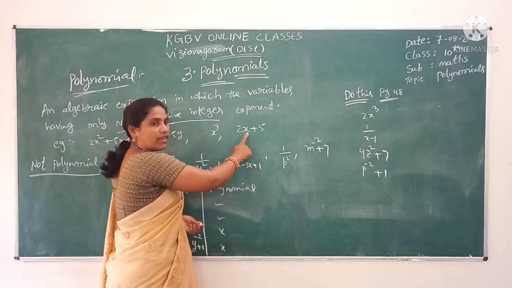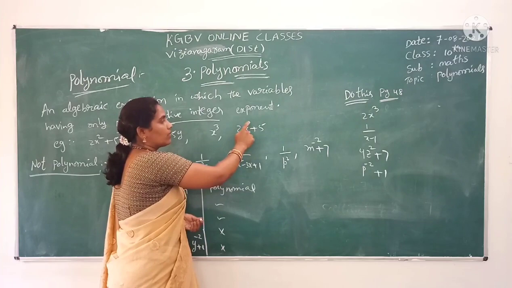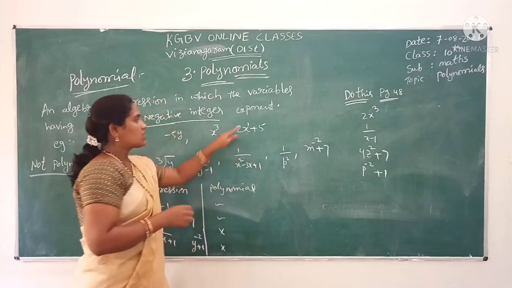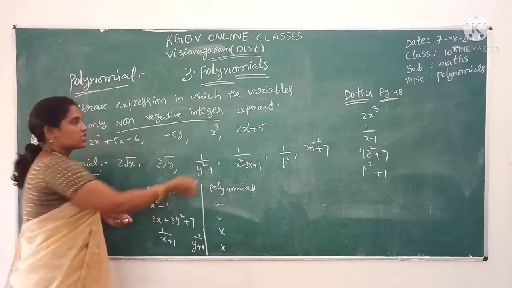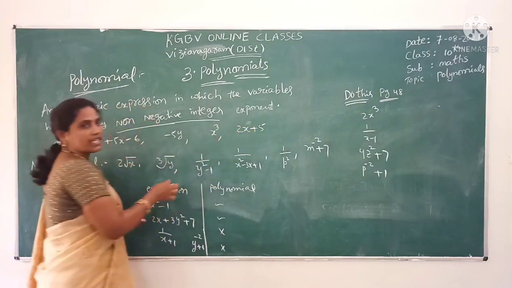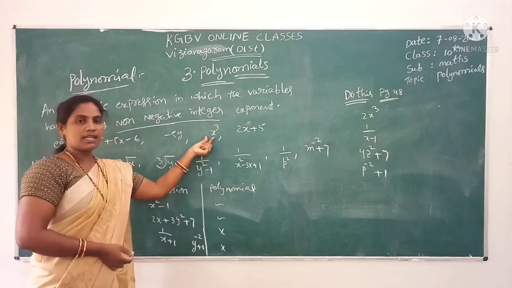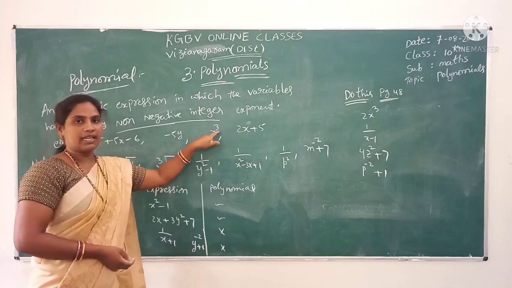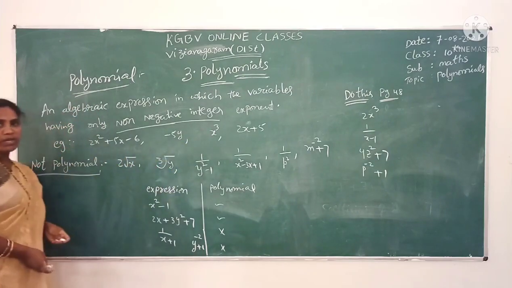What is the variable in this expression? X. What is its exponent? 1. So 1 is a whole number, a non-negative integer. So 2x plus 5 is a polynomial. X cube is a polynomial in the variable x, the power is 3, a whole number. So these all are polynomials.